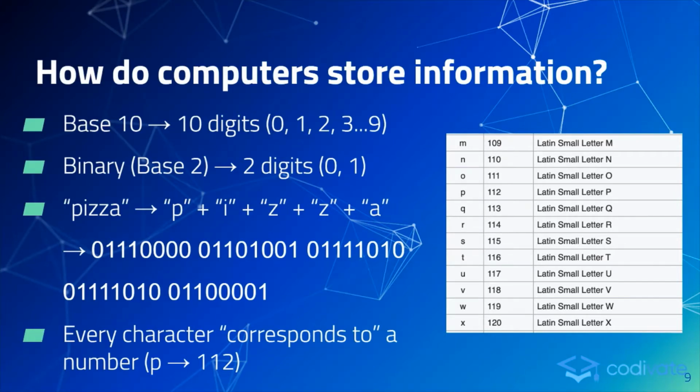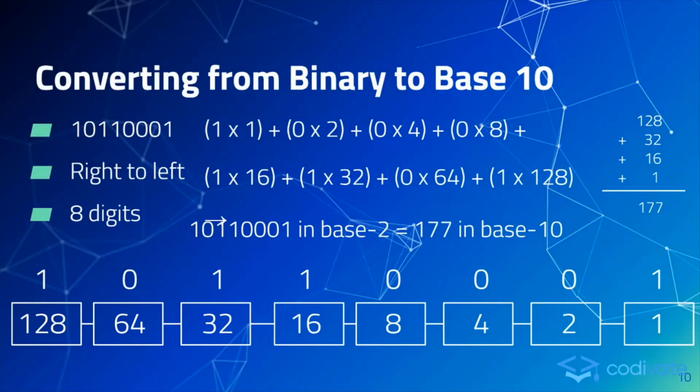So essentially, if you wanted to make a computer store the word pizza, it would actually store it as this: 011 000 011 01001, and so on. And now you've learned the most important thing about computers and data.